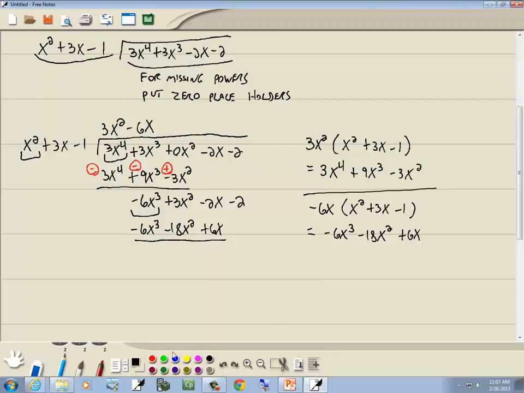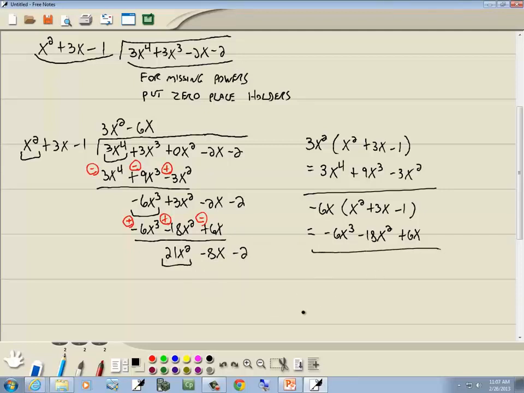Okay. Now we want to flip the signs. So this negative 6x to the third becomes positive. This negative 18x squared becomes positive. And this positive 6x becomes negative. Negative 6x to the third plus 6x to the third drops away. 3x squared plus 18x squared gives us 21x squared. Negative 2x minus 6x is negative 8x. And then I'll bring down the minus 2.